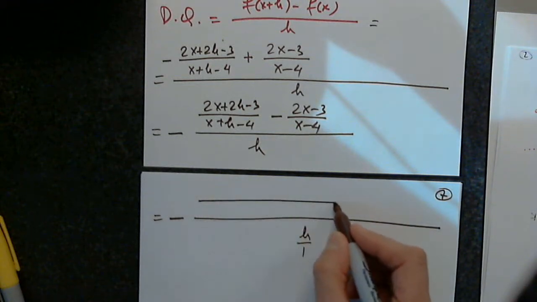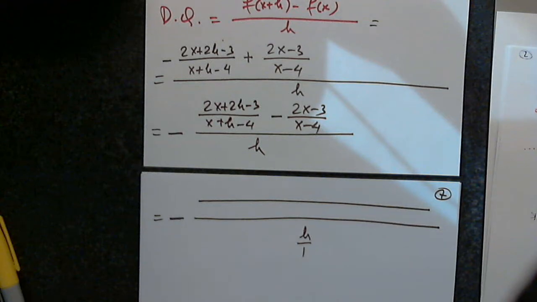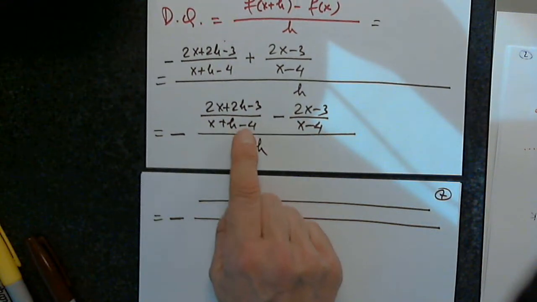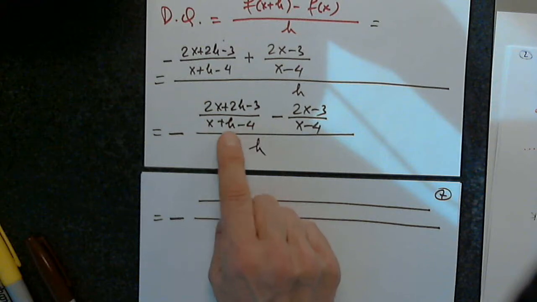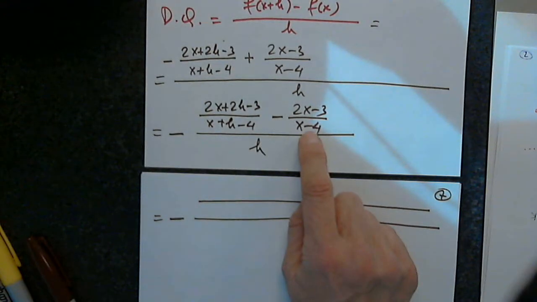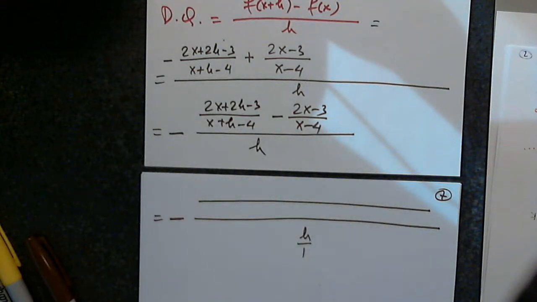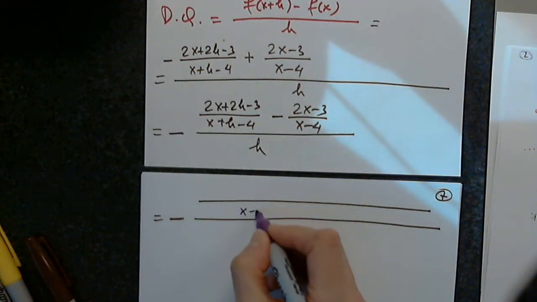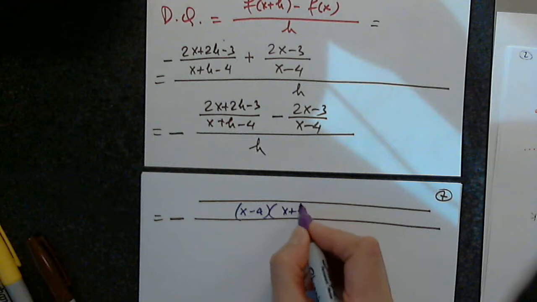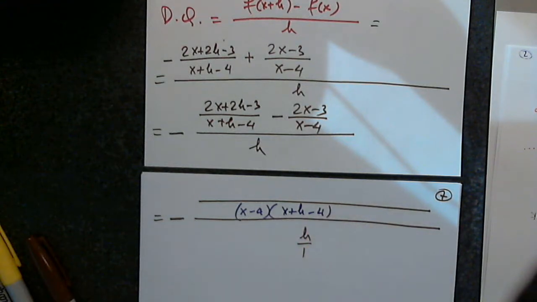I have to find the least common denominator in the numerator. And I know that it has to be the product of the two because they have nothing in common. Look, this is a linear factor. There is nothing you can factor out. This is like 2 and 3. So it has to be the product, which is x minus 4 times x plus h minus 4.